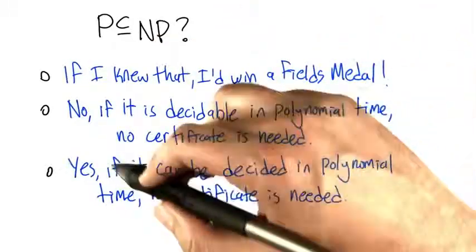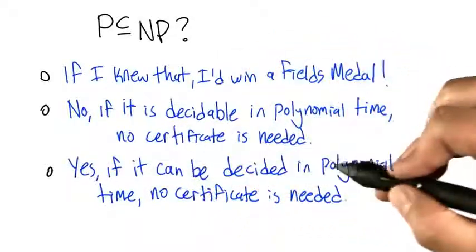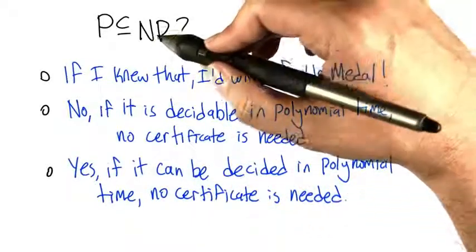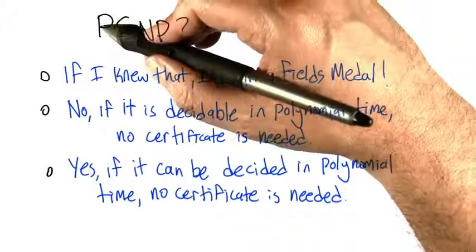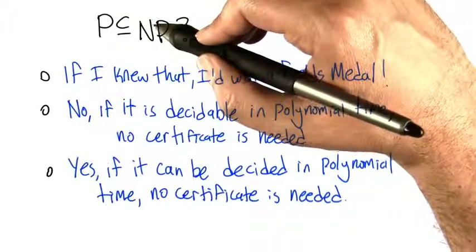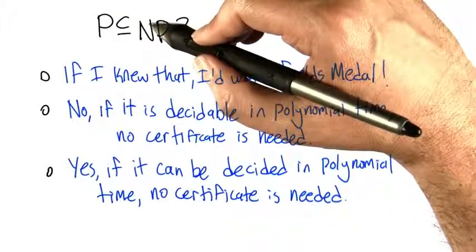And then finally, the opposite of that is, yes, if it can be decided in polynomial time, no certificate is needed. Right? If you have a problem that's in P, then you don't need any sort of certificate, so it's also in NP.